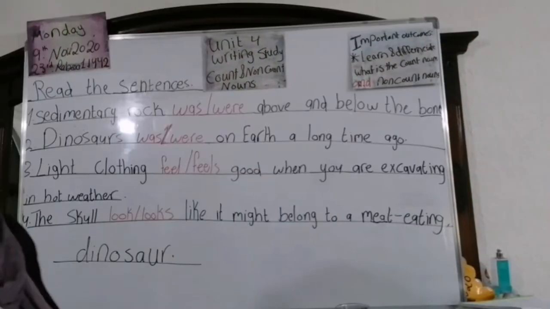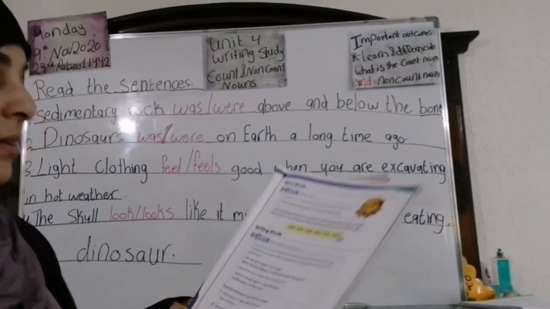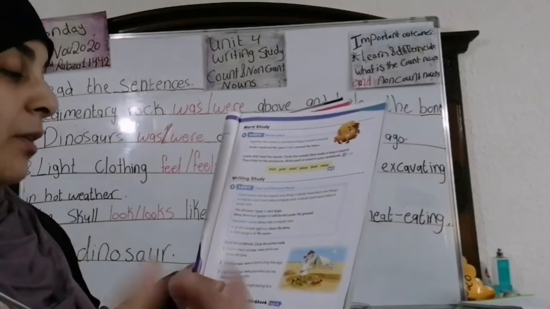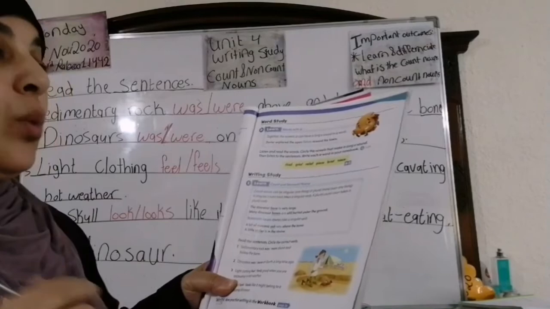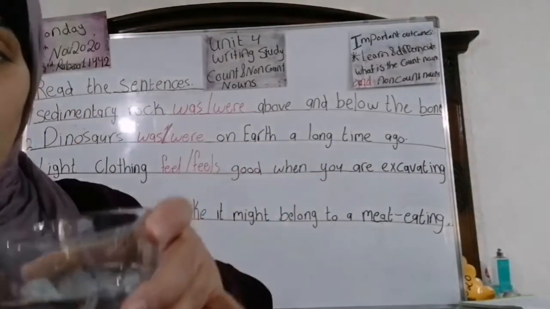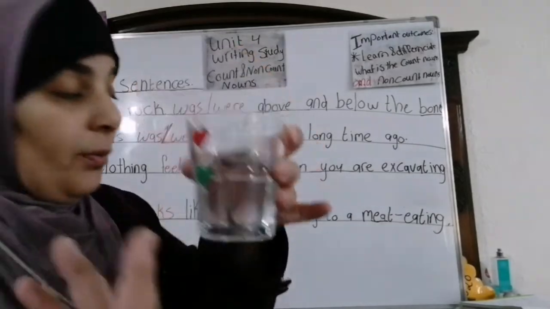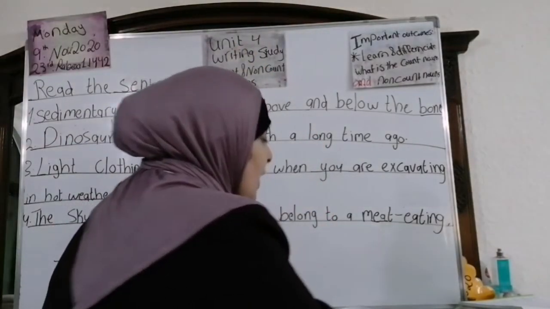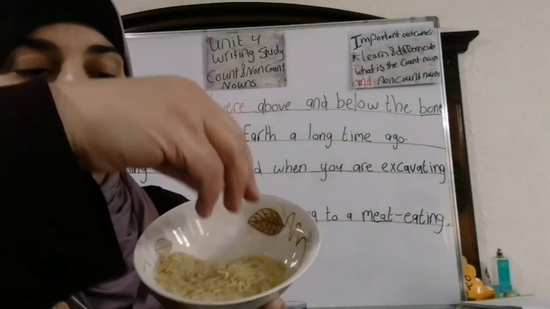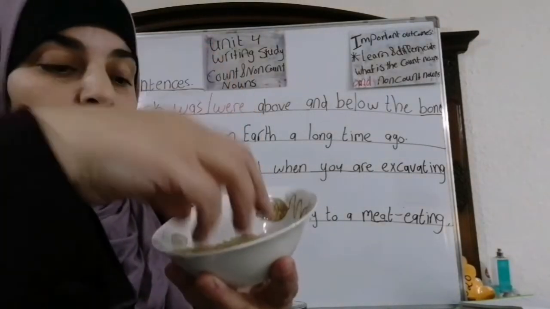Okay? Now, before we start and go to this exercise, I'm going to give you some examples of the non-count nouns. We said that water is a non-count noun. Can we count water? Look at this one. Of course not. We can't. Can we count rice? Look at this one. Can we say 1, 2, 3? No. We can't count rice.